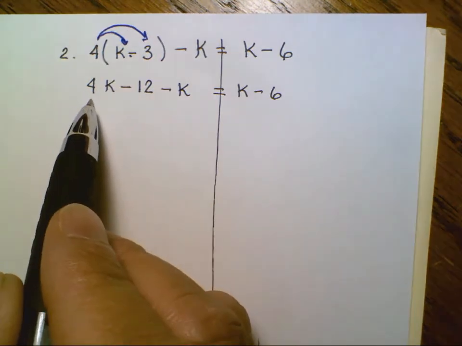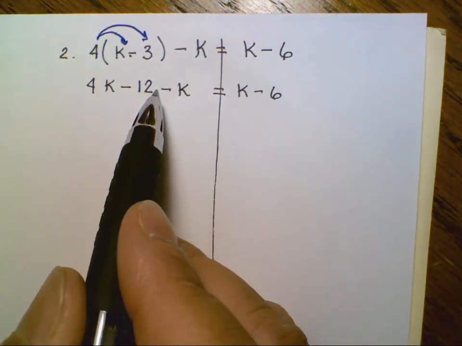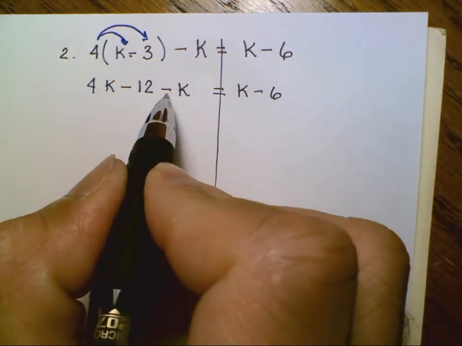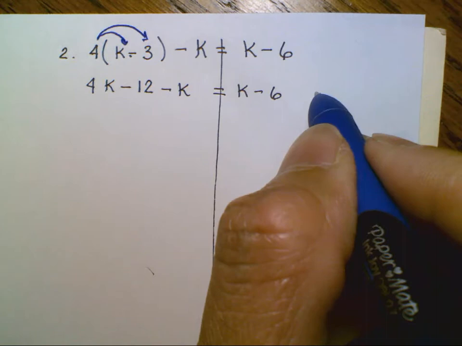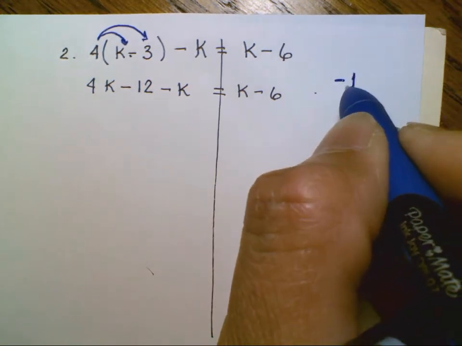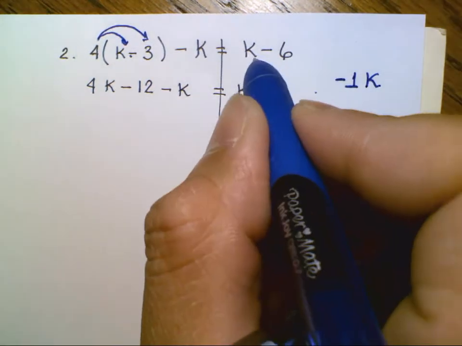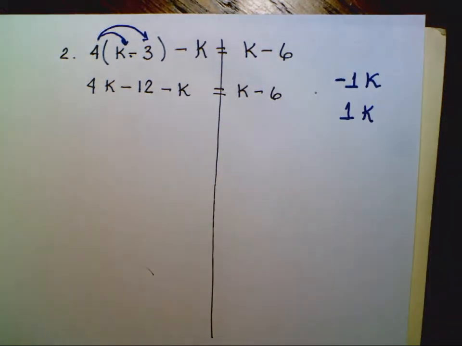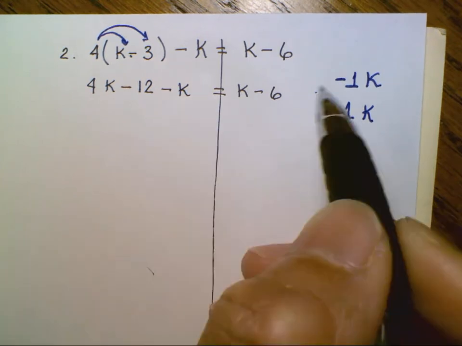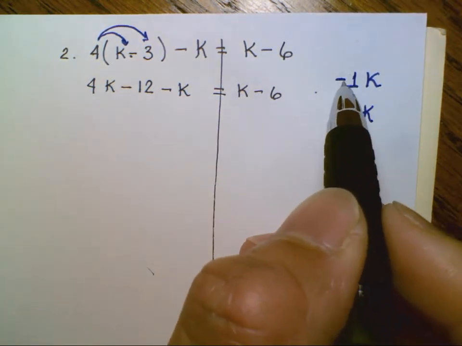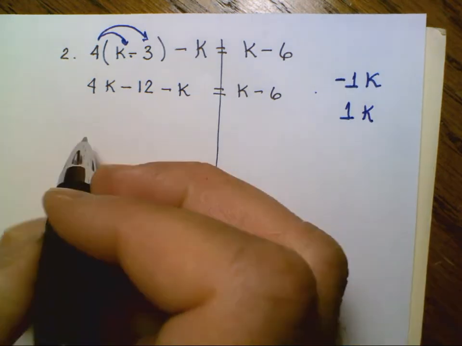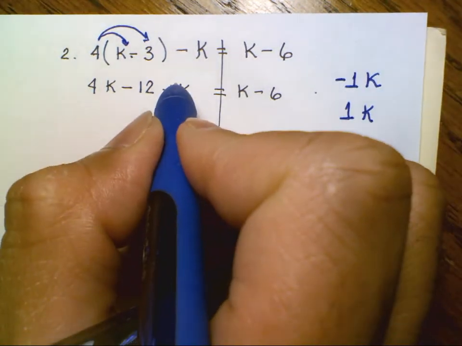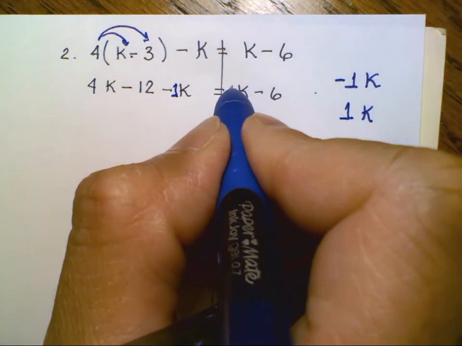So I have 4k minus 12 minus k. Remember, in this case, I told my class, if I have a negative k, it's the same as having negative 1k, or if you just have k, it's the same as having 1k. So if you get confused with that negative k, you can just put a negative 1 in front of the k and then proceed. So in this case, I have 4k minus 12 minus 1k equals 1k minus 6.